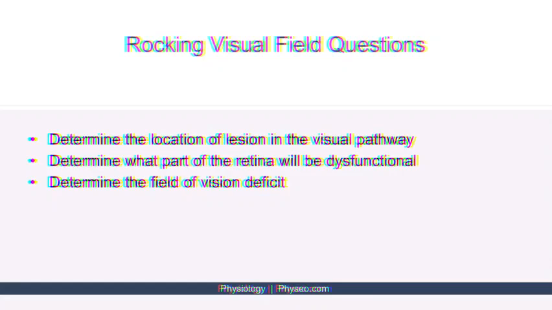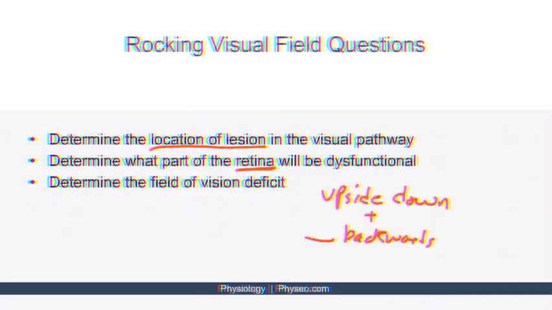Now, before we jump into some examples, let's talk about how to rock the visual field questions you're going to get on Step 1. One of the first things you need to determine, depending on the question, is the location of the lesion within the visual pathway. And then you need to know what part of the retina will be dysfunctional. So identify the retina, and then you flip it upside down and backwards, and that will give you the field of vision deficit.